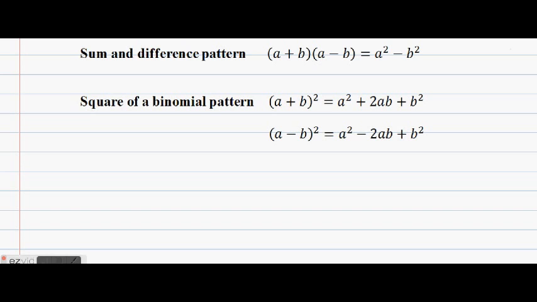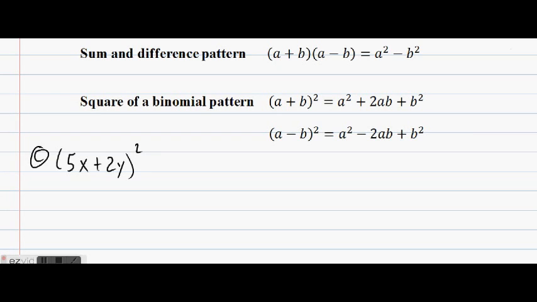Now I want you to hit pause and try this one: 5x plus 2y, the whole thing squared. Keep in mind what a is and what b is. So hit pause, you try it. When you're done, hit play.